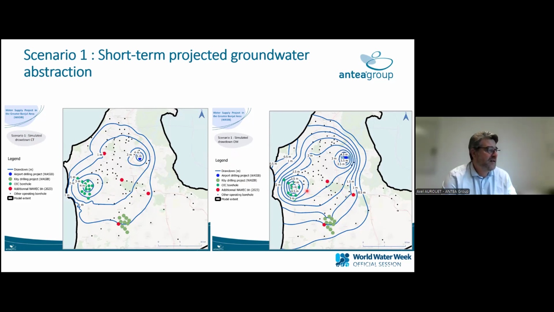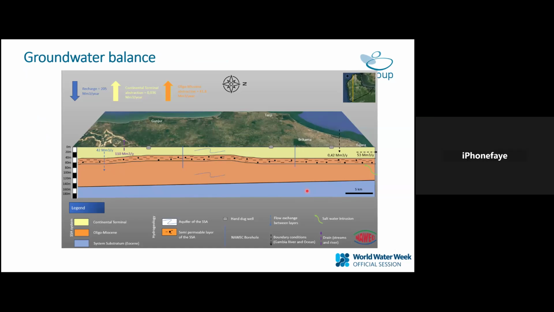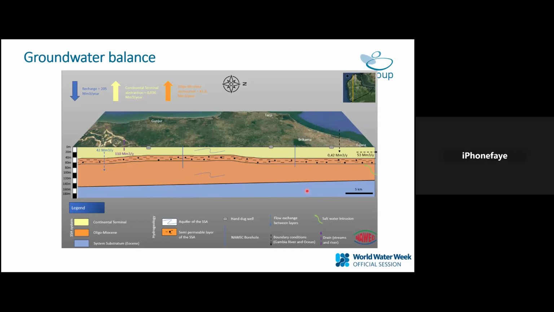These are the different scenarios for the Continental Terminal here and the Oligo-Miocene here. I see that there is also a groundwater balance that has been established globally. This is a general synthesis of all we have done. We now know with greater accuracy the geometrical and lithological configuration we built here, with the CT1 in yellow, the semi-permeable layer in red with some dashes, and the Miocene aquifer.